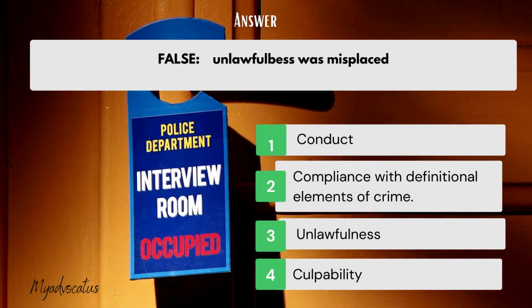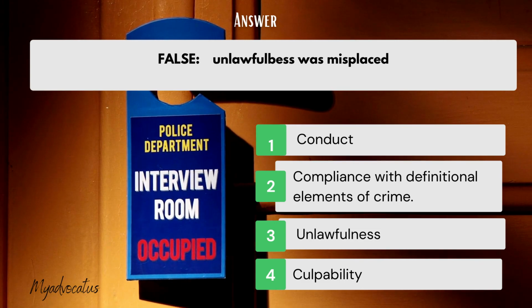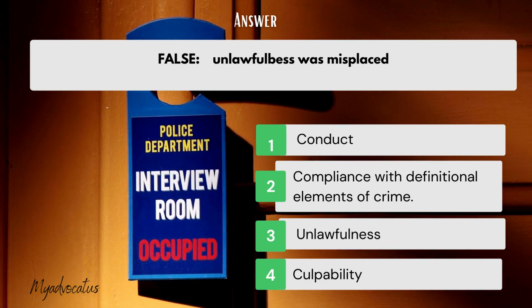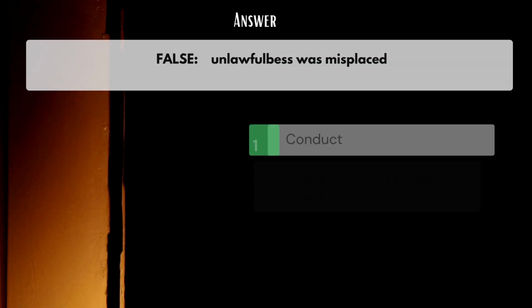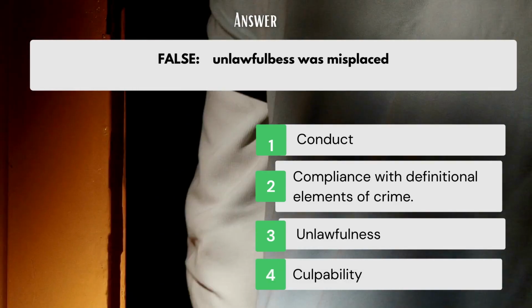The correct one should have been as follows. 1. Conduct. 2. Compliance with definitional elements of crime. 3. Unlawfulness. And number 4. Culpability.